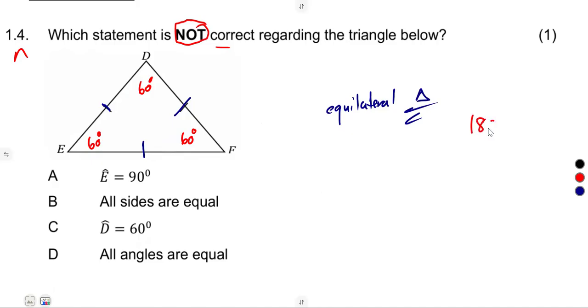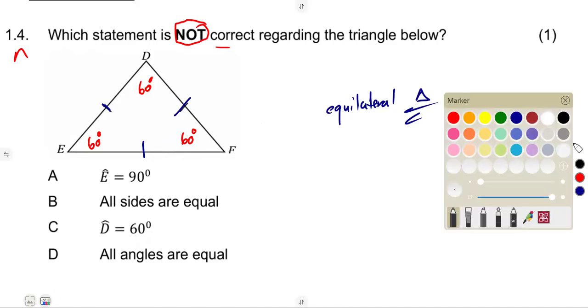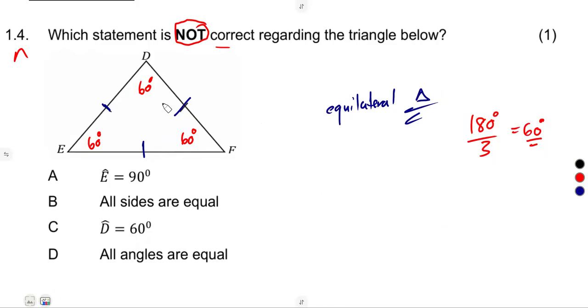So if we take 180 degrees, divide by 3, since 3 angles are equal, this is going to give us 60 degrees each angle. So that's another property that we can opt from the equilateral triangle. So here they're saying, which statement is not correct? On A, they're saying angle E is 90 degrees. The angle that is at E here is 90 degrees.